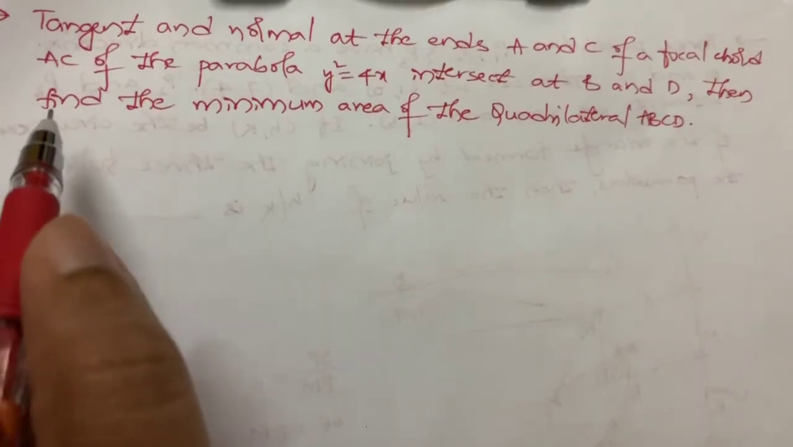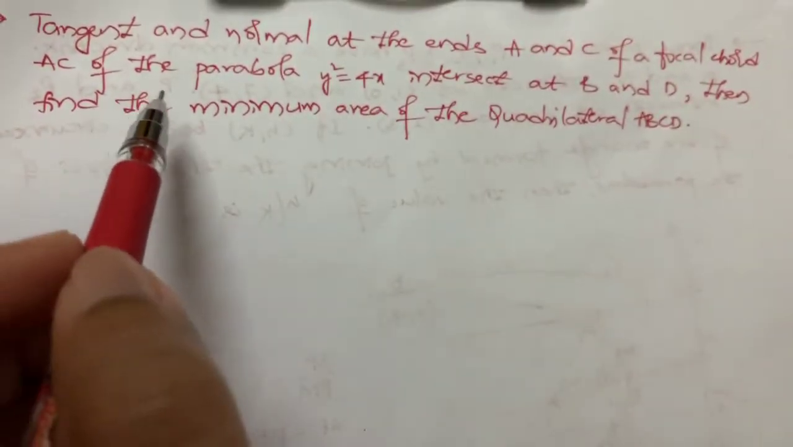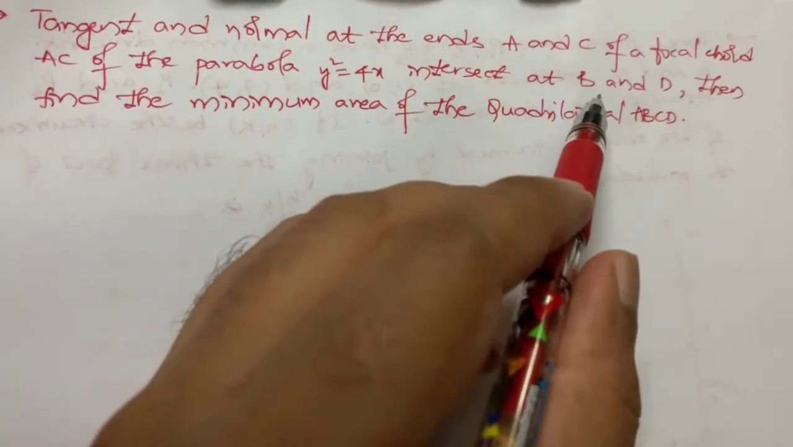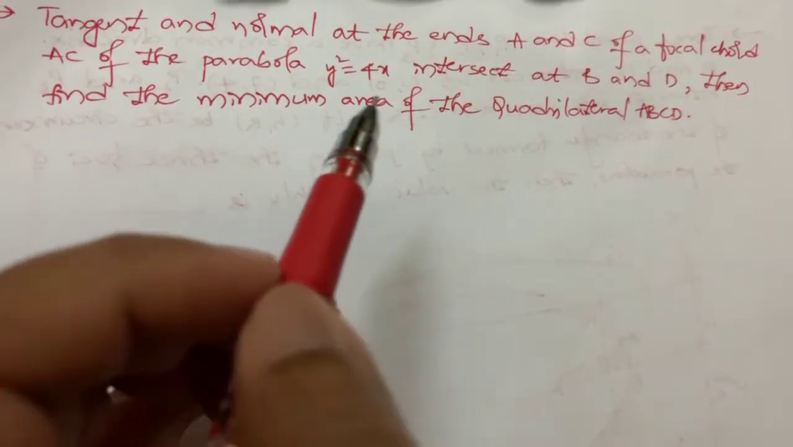Let's look at this problem. Tangent and normal at the ends A and C of a focal chord AC of the parabola y squared equal to 4x intersect at B and D. Then find the minimum area of the quadrilateral ABCD.